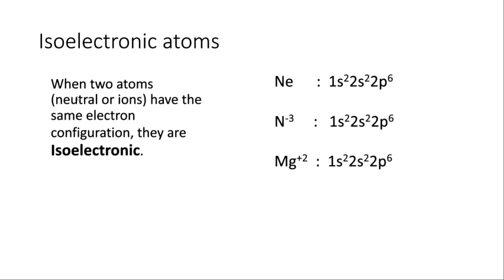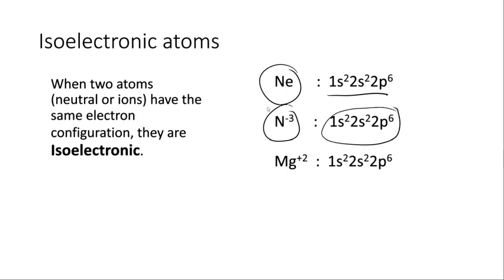So last thing we're going to talk about here, isoelectronic atoms. This is when 2 atoms, neutral or ions, have the same electron configuration, right? Isoelectronic. So if we look here, we've got neon. This is its electron configuration. Then we've got a nitrogen ion, or actually, technically, I should say nitride ion because it's negative. When you add 3 electrons to a nitrogen atom to make the nitride ion, you end up with the same electron configuration as neon, right?